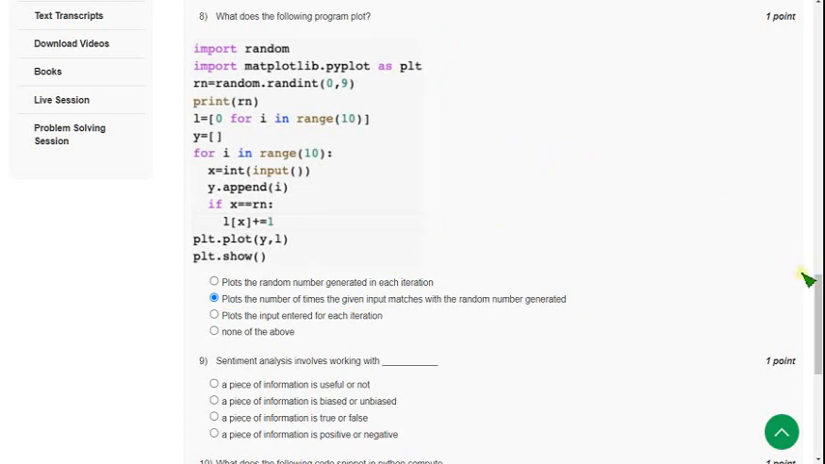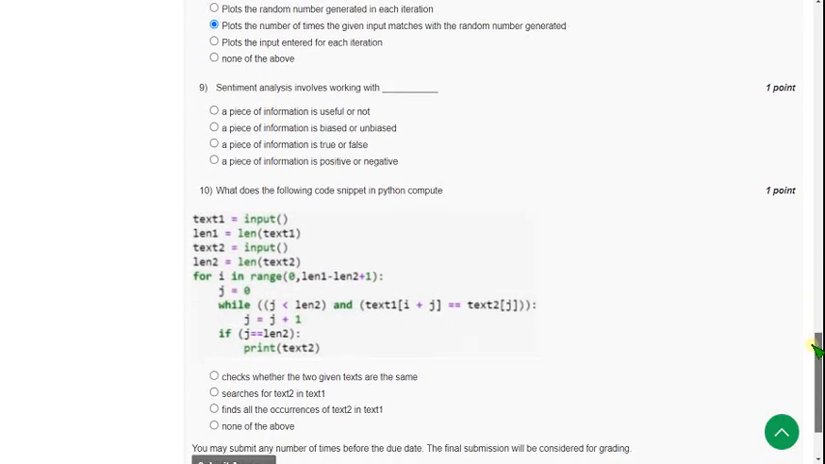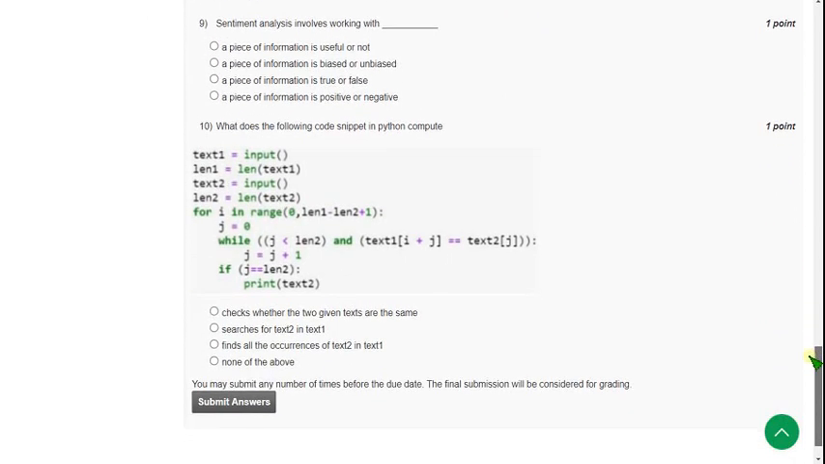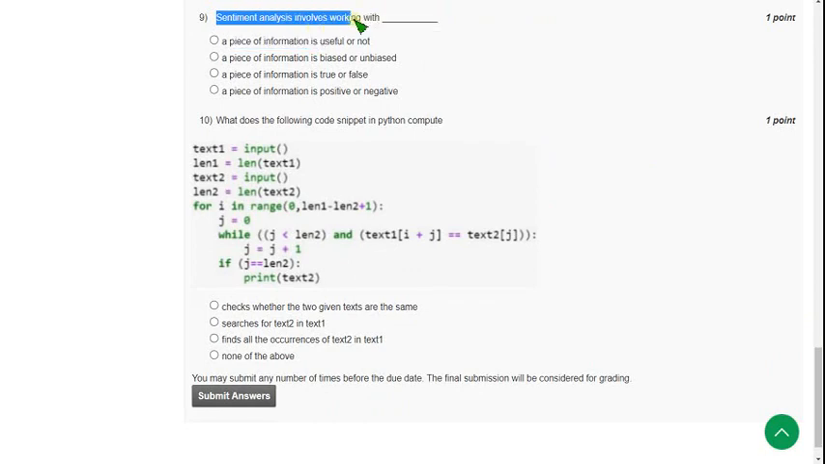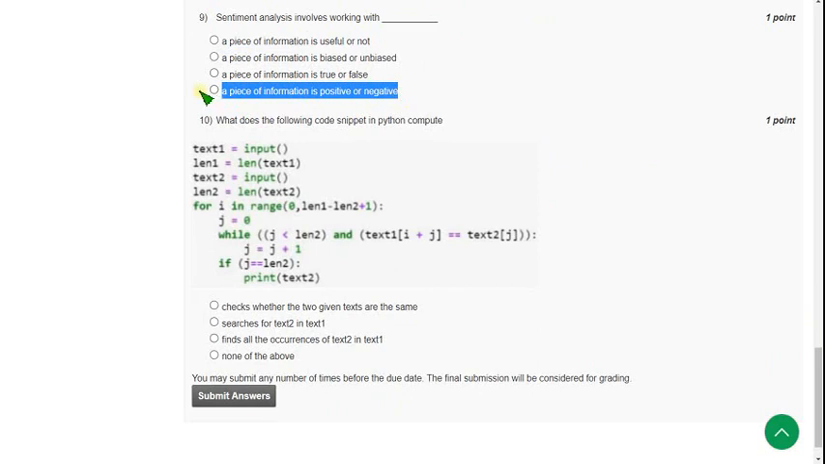Moving on to the ninth question. Sentiment analysis involves working with dash. So sentiment analysis involves working with dash. So working with 4th option, a piece of information is positive or negative. So mark 4th option.